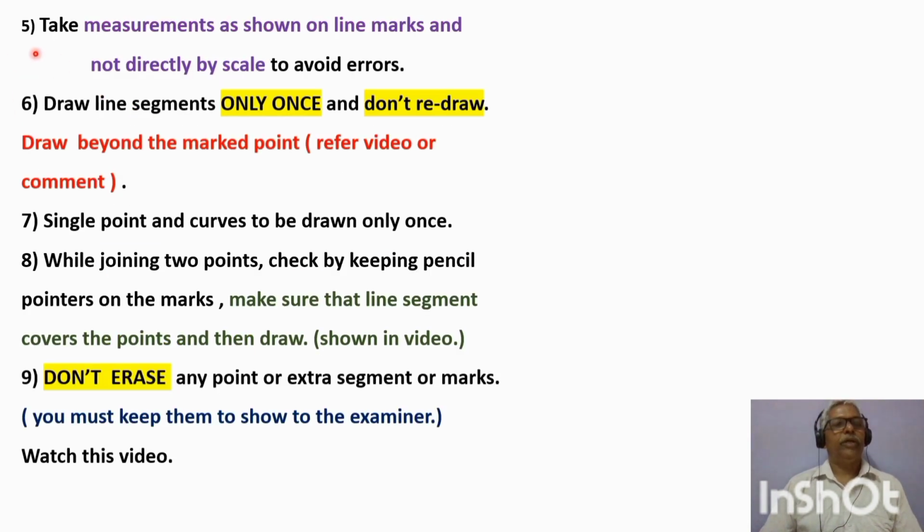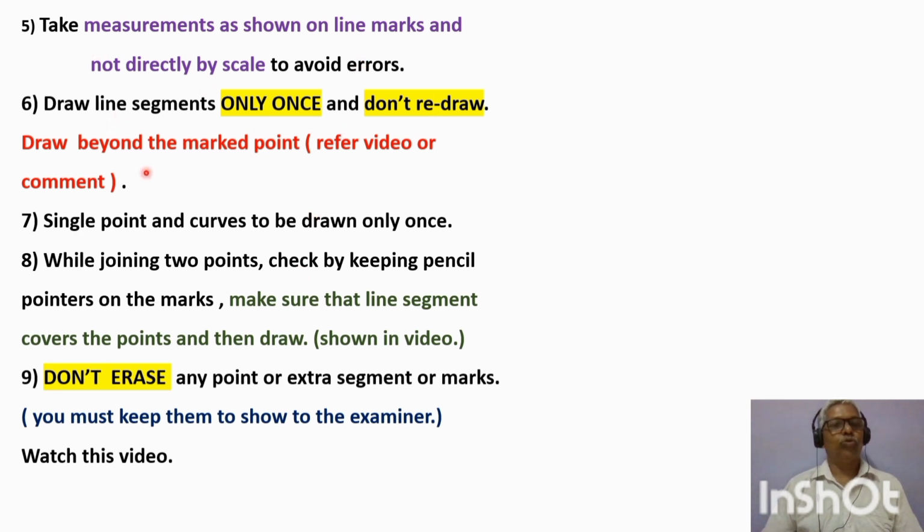Fifth one, take measurements as shown on line marks and not directly by scale to avoid errors. Sixth one, draw line segments only once and don't redraw. Here is an important comment, marked in red. Draw beyond the marked point. All this is shown in the video. Even you will see this point in the video. I have followed all these rules in my video.